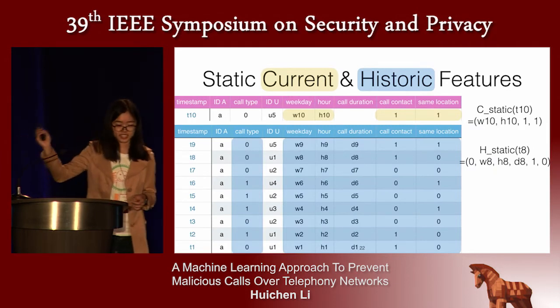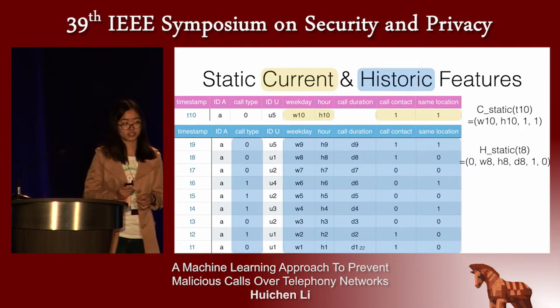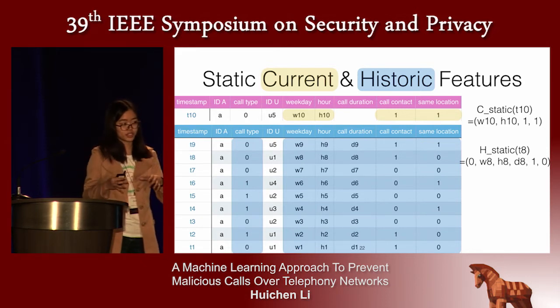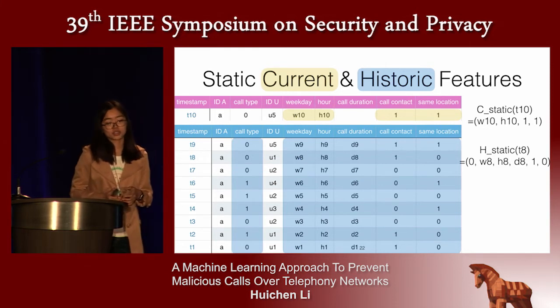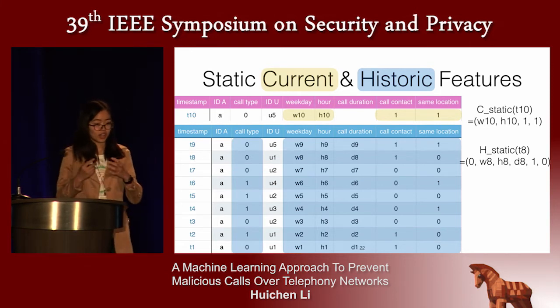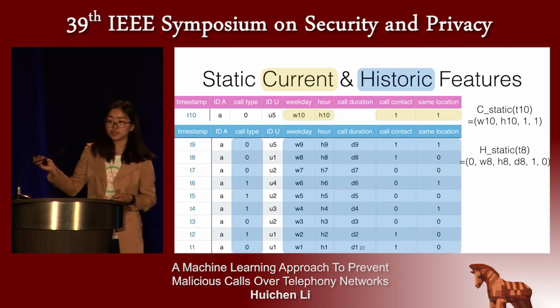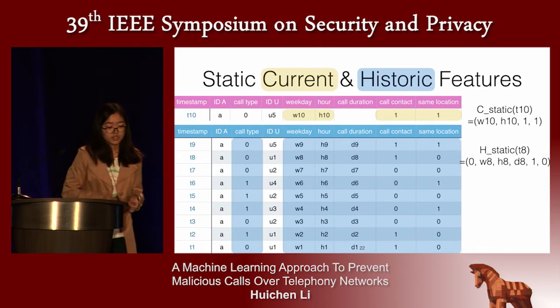Here is the static feature vector. The static part of the feature vector is just a subset of all the attributes in our call records. And I've highlighted them in yellow and blue there.